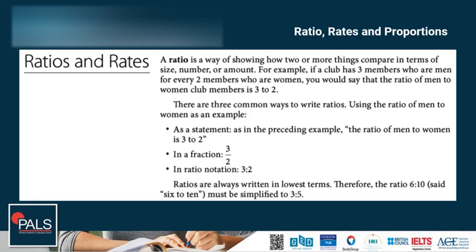Ratios are always written in lowest terms. Therefore, if you have the ratio 6 to 10, it must be simplified as 3 to 5.